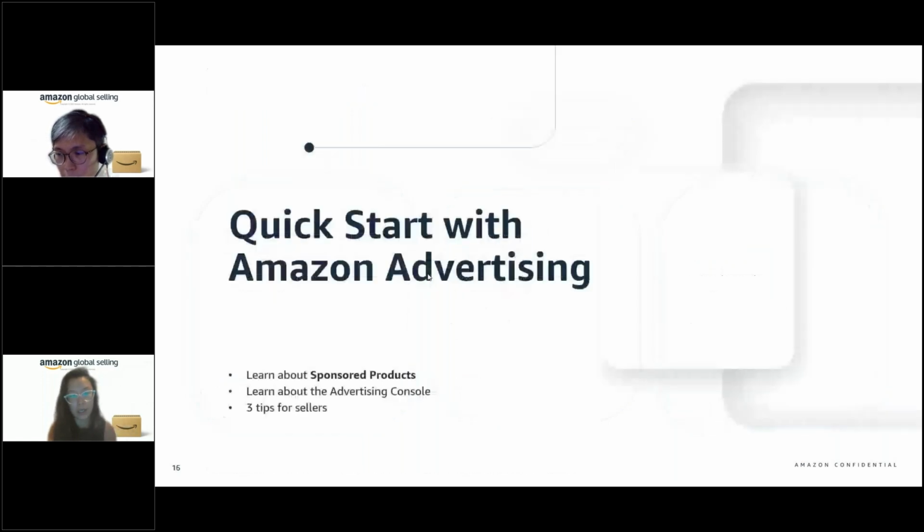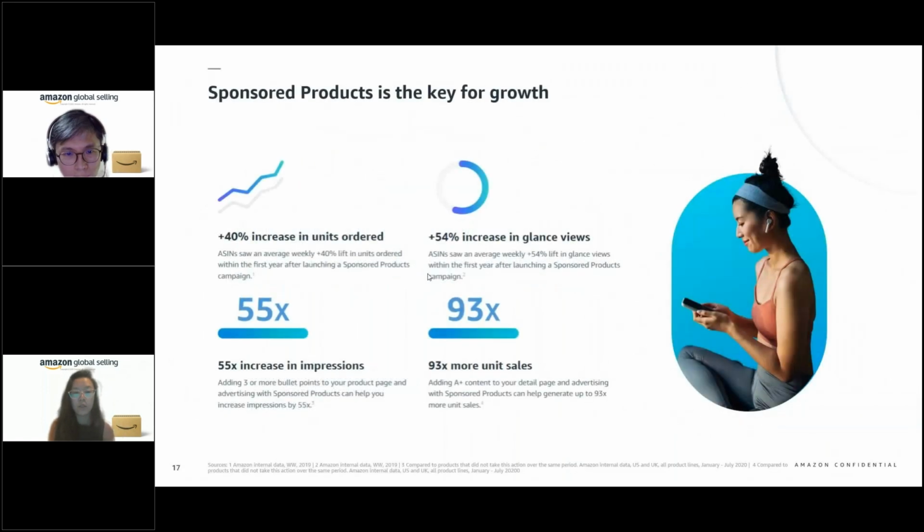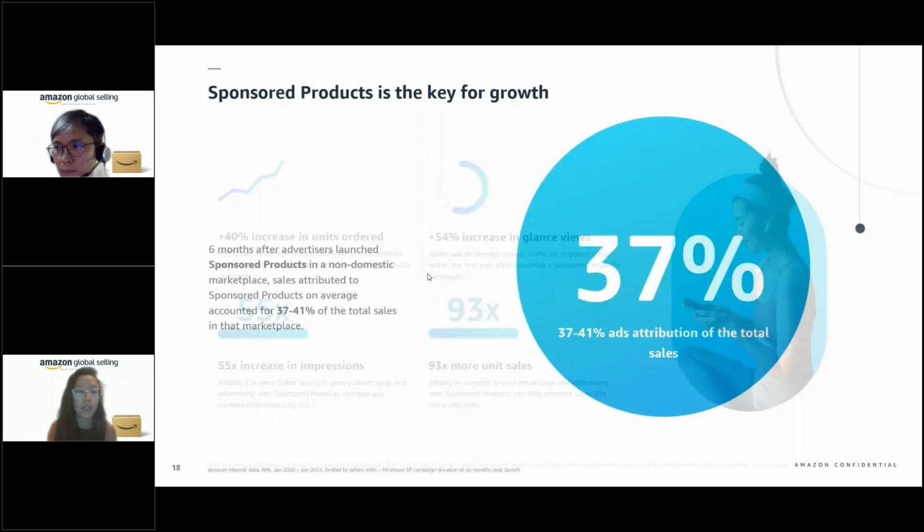So this is just a very quick 3 or 4 slides on how to get started with Amazon advertising. For very first-time new sellers who have never launched an ad campaign on Amazon, I would say start with sponsored products. It's usually the main driver for business sales and growth across our sellers. You'll see that it leads to an increase in impressions, glance views, and unit sales. So I highly recommend our sellers try sponsored products.